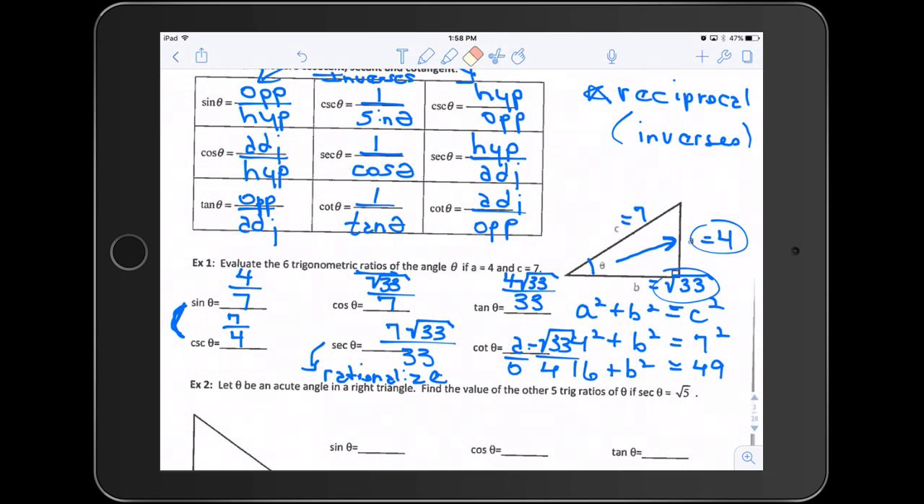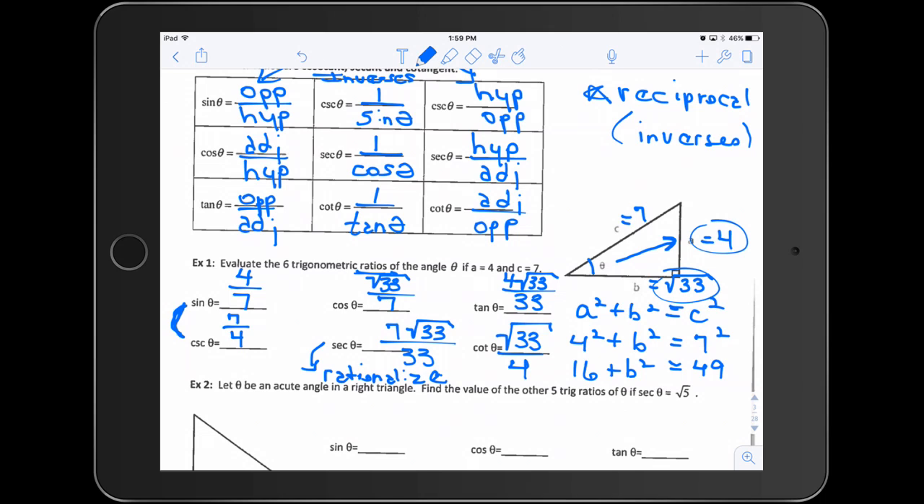Otherwise, you can't have square roots in the denominator, but if you've already rationalized, let's say the tangent, don't just flip those, because then you'll end up with another square root in the denominator. So again, you'll end up with square root of 33 over 4. Okay, so that in a nutshell is how you find the 6 trig ratios of any given angle, knowing all 3 sides of the right triangle.